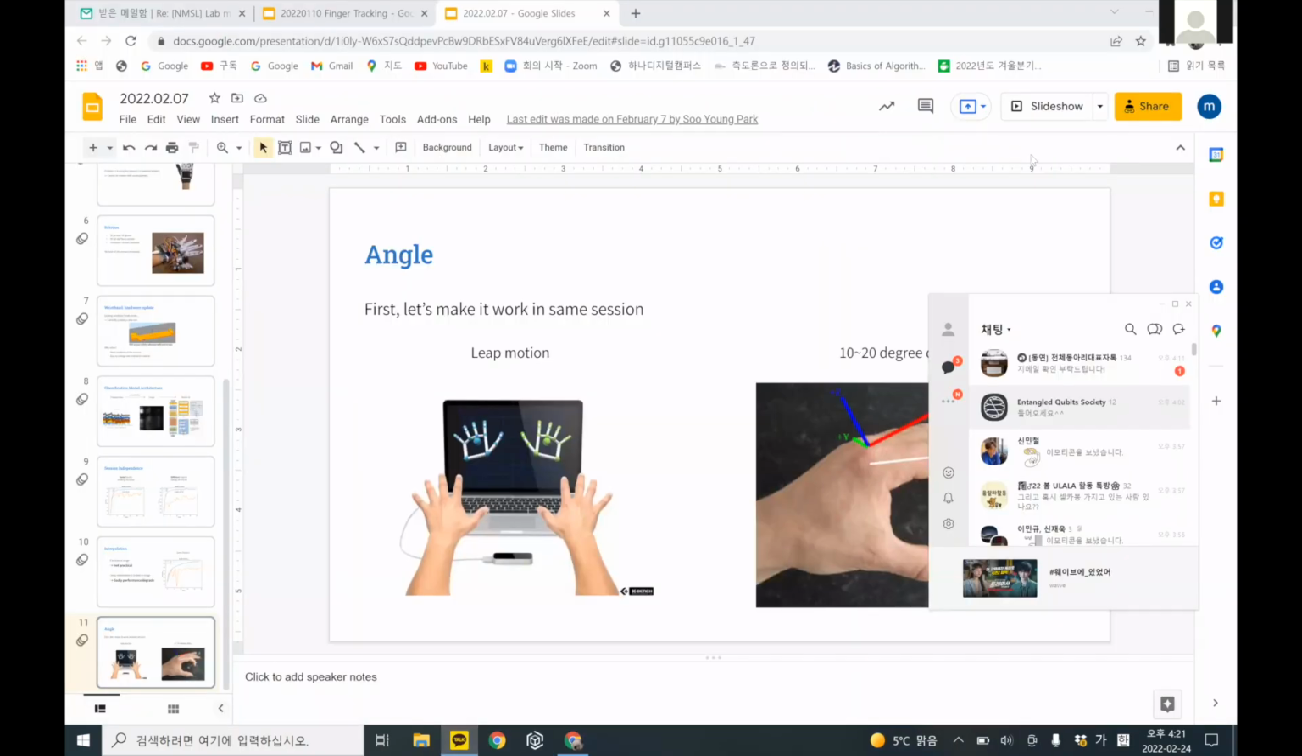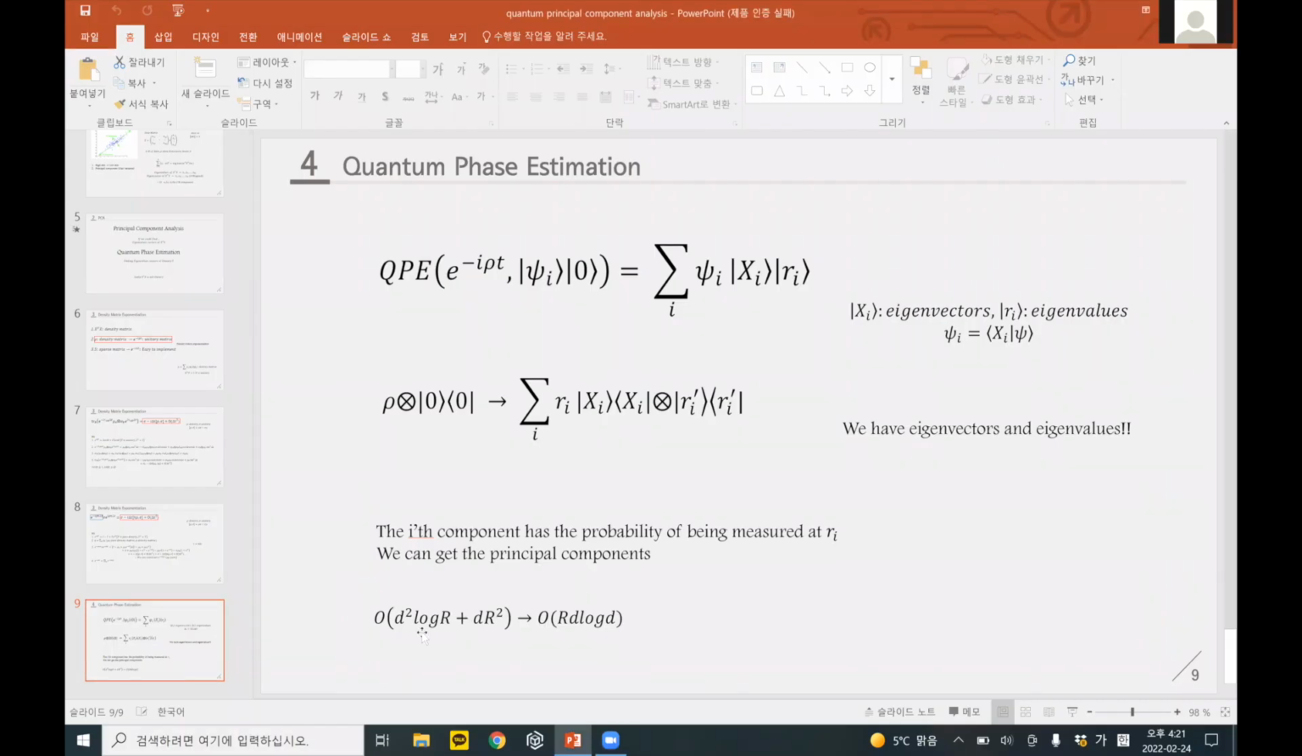Okay. Thank you for the presentation. I think that presentation was very well organized and mathematically flawless. Okay. So I have a question. In the previous slide about time complexity, what does large R represent? The large R is the number of components that we want to get. And D is the number of the data points. Okay, I see.